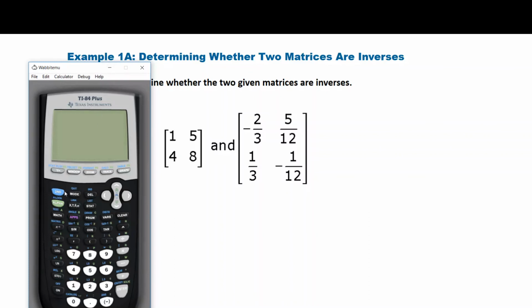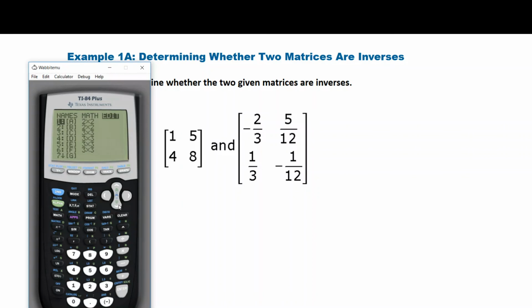Let's take a look at our calculator and see if we can do these problems. When you get your calculator on, you want to go to Edit and then Enter. And I've already put these in for us, but you can see 1, 5, 4, and 8 are right in the order. 1, 5, 4, and 8. It's a 2 by 2. Let's look at our next one.